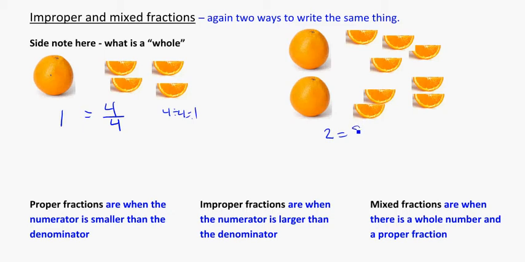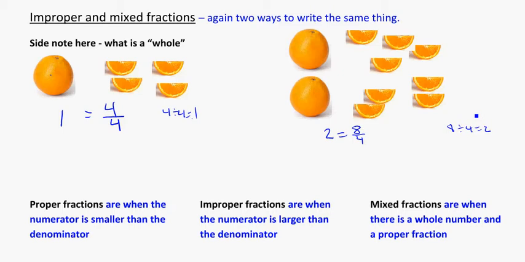Okay, so I could write that as 8 pieces of quarters of orange, basically. So 1 whole is worth 4 quarters. 4 over 4 gets me 1. And 2 wholes are equal to 8 quarters, or 8 over 4. And again, 8 divided by 4 gets you to 2. So this is kind of logical in a way.